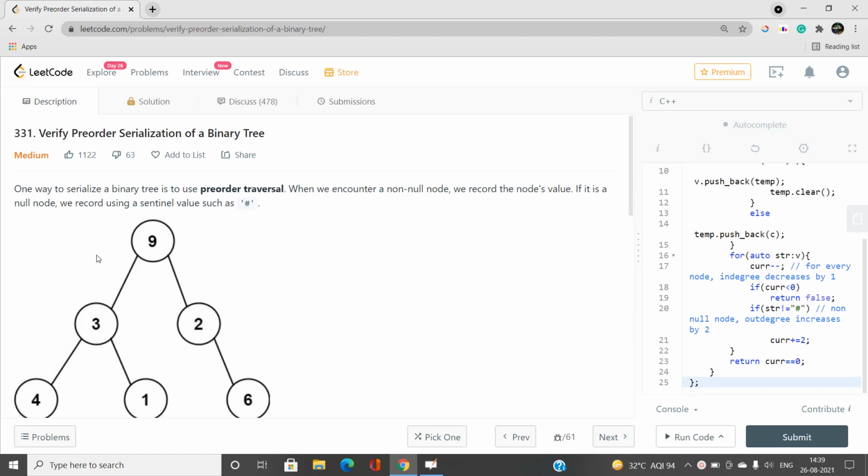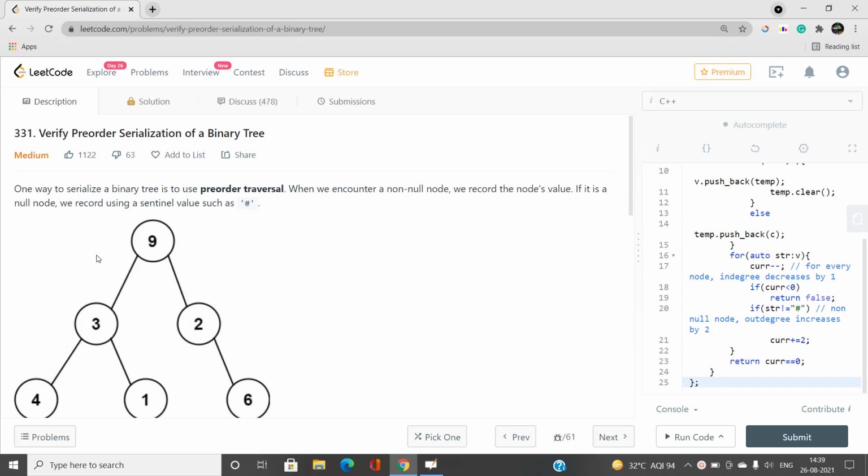In this video I will be talking about a simple problem: Verify pre-order serialization of a binary tree. Its index is 331 and it is a medium type problem on LeetCode. This problem basically requires the concept of a binary tree, and also we need knowledge of serialization of a binary tree. That is, we are going to store the binary tree in some linear array or string type.